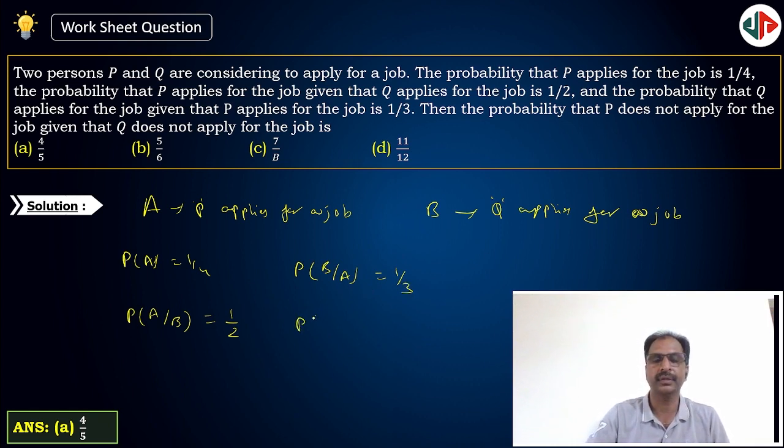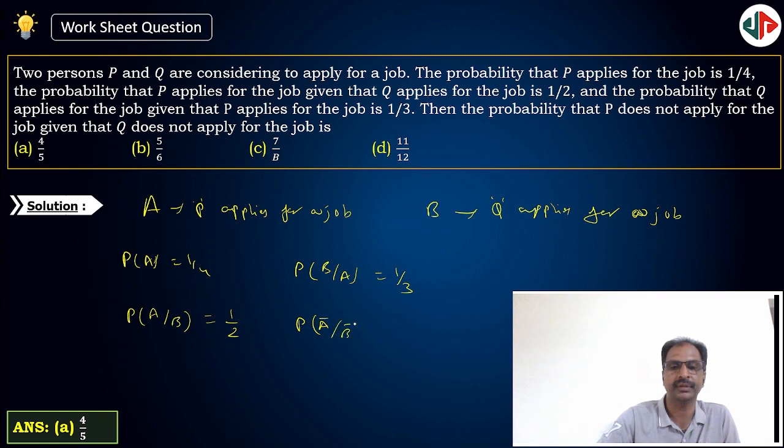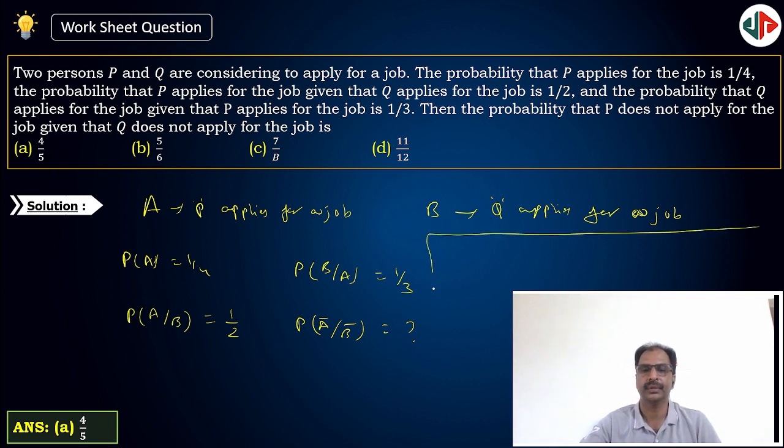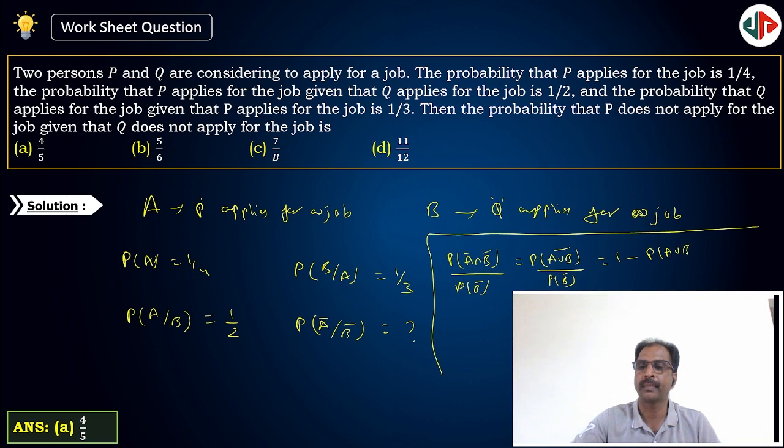Then the probability that P doesn't apply for the job given that Q doesn't apply. That is P of A bar by B bar, our required probability. How to find P of A bar by B bar, which is P of A bar intersection B bar by P of B bar. A bar intersection B bar is A union B whole bar, which is 1 minus P of A union B by 1 minus P of B. Everything is known. Of course, P of B is known.